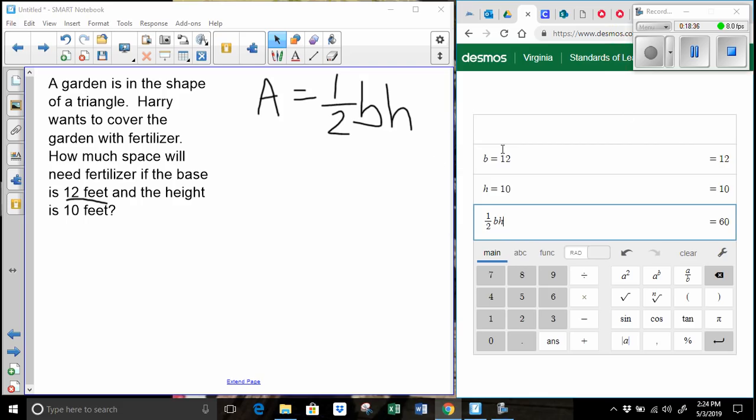So again, anytime you're dealing with any of the problems that deal with the formula sheet, all you have to do is type in what you want Desmos to have as your base or your height or your length or your width or your radius or your diameter, and then literally type in the formula and it will do all the work for you. So definitely use Desmos as a way to double and triple check your answers.